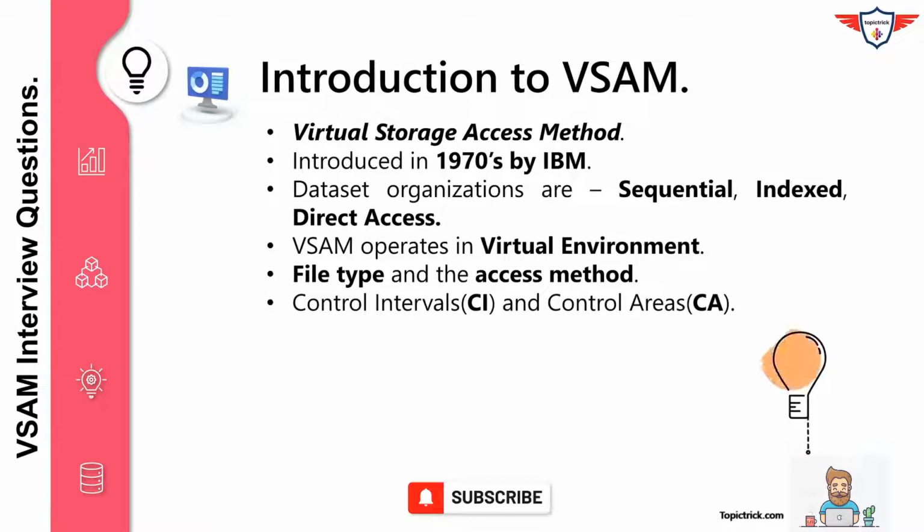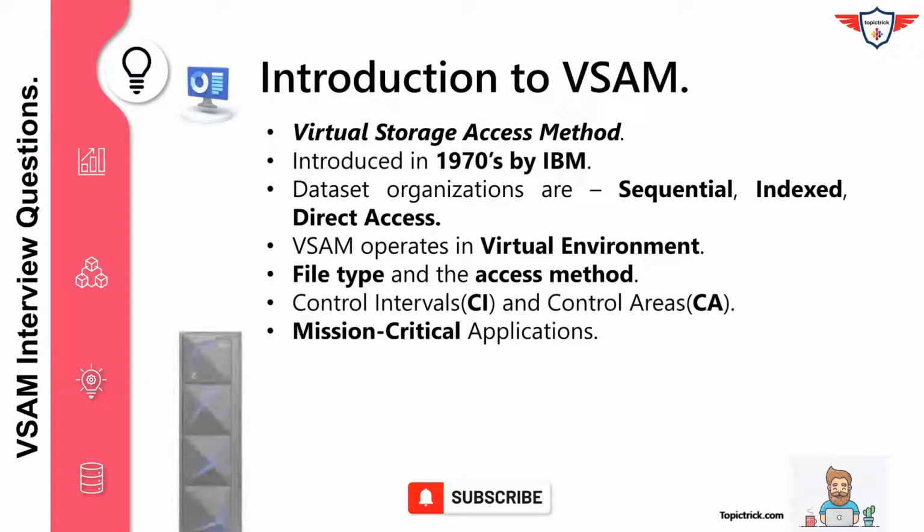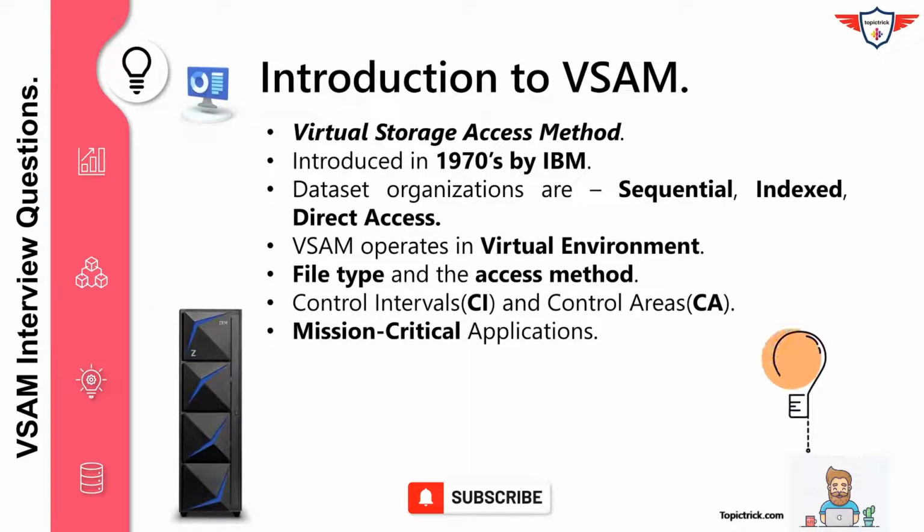VSAM data sets are held in control intervals, CI, and control areas, CA. The size of the CI and CA is normally determined by the access method, and the way in which they are used is not visible to the user. Virtual Storage Access Method can be found on almost every mainframe out there, and yet in some cases it is hardly used. But in other cases, there are full-featured mission-critical applications based on VSAM.